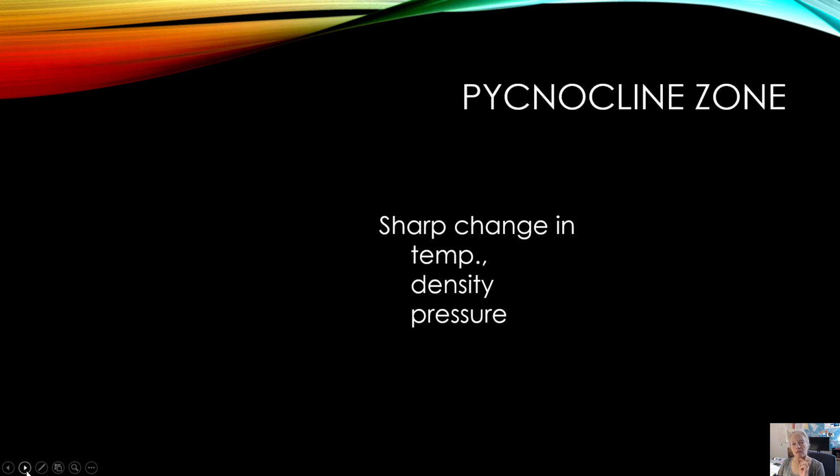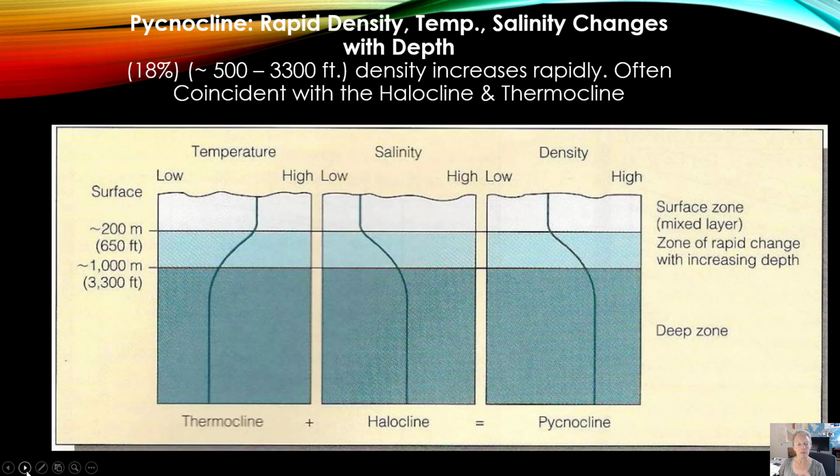We're going to talk today more about the pycnocline layer, that more middle layer, and that's because that's where the sharp changes in temperature and density and pressure happen. Now these pictures, some of these are in your book, so you don't have to write them down or anything like that. They're really good pictures. So we got our three different layers here. So we're in the pycnocline. So what we're seeing here, they're trying to show you that this white layer up here is the surface.